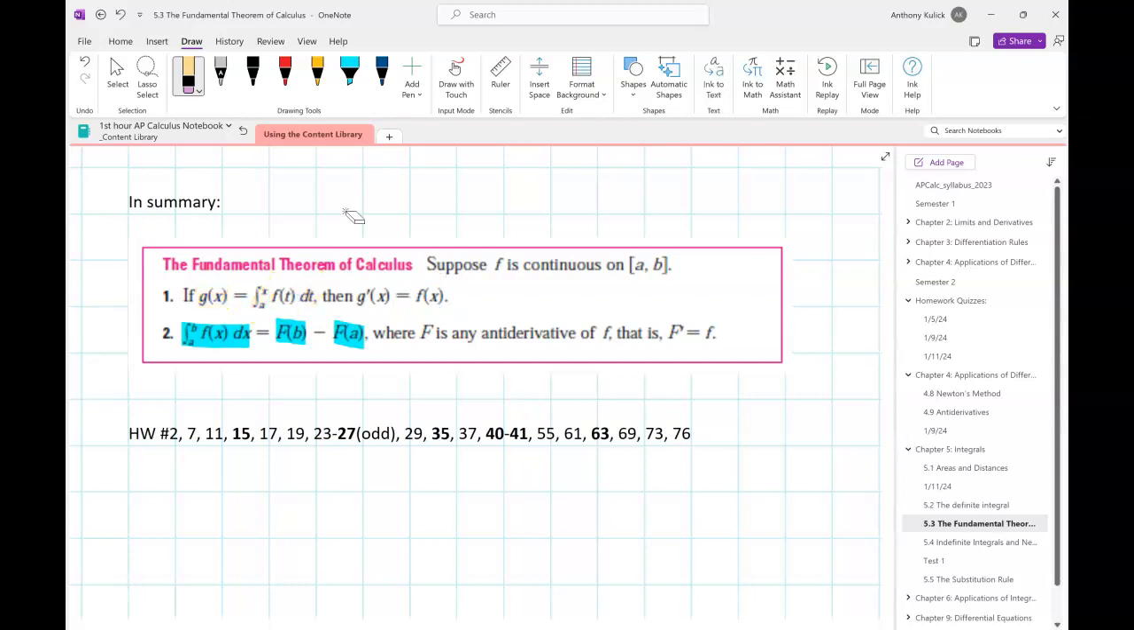So that's it for today. Important section, but relatively simple, I think. So for the homework, you guys can work on these, and we'll take questions from both 5.2 and 5.3 next time.